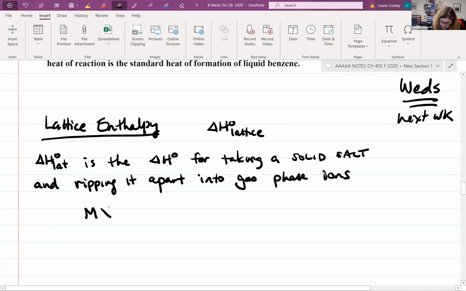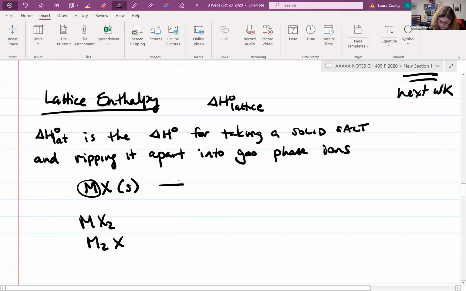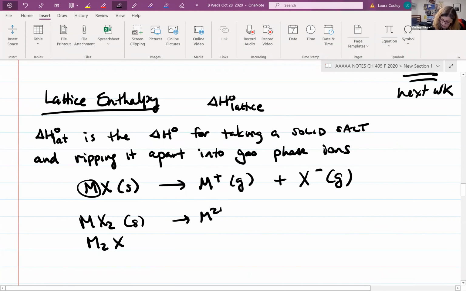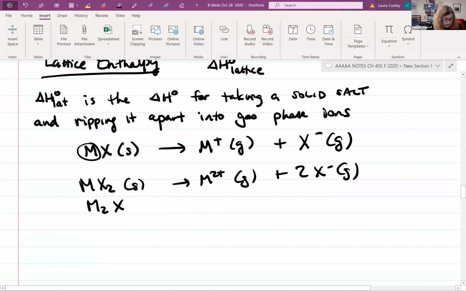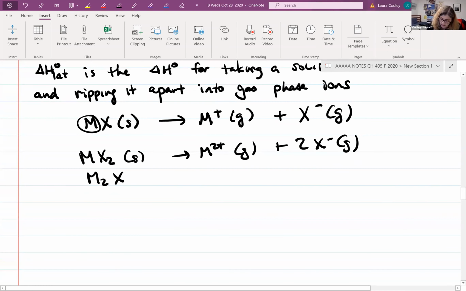So if we had MX, and of course we could have MX2 or M2X, this is a metal, I'm not going to draw every possibility. I'm just going to put the easiest one down. But here we're changing it to M plus and X minus. I could have had this being M2 plus and 2X minus, but you get the idea. Okay, so it's really the delta H for this type of reaction, where you have a positive metal ion and a negative ion.